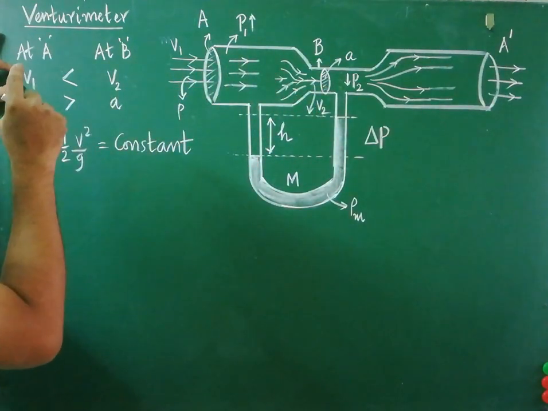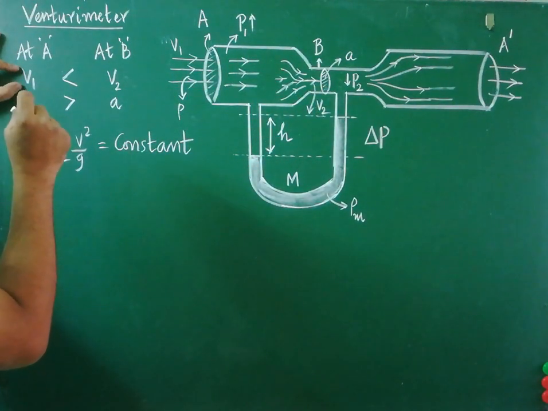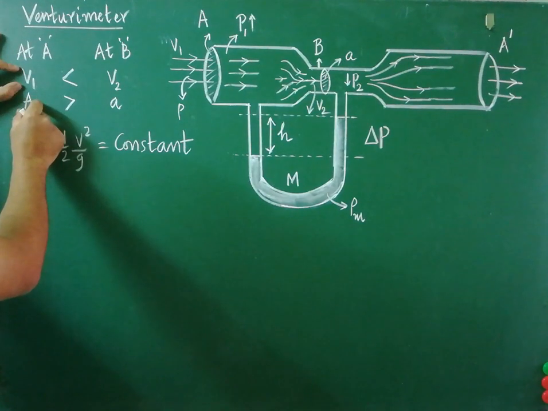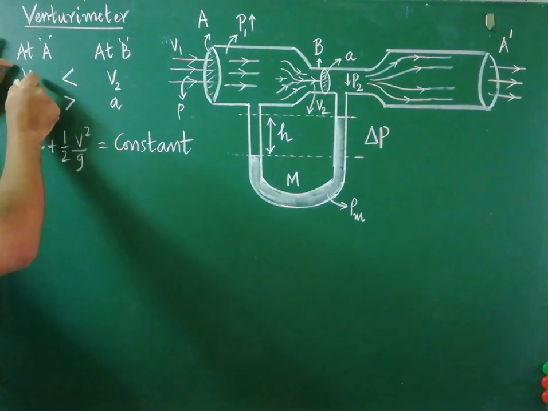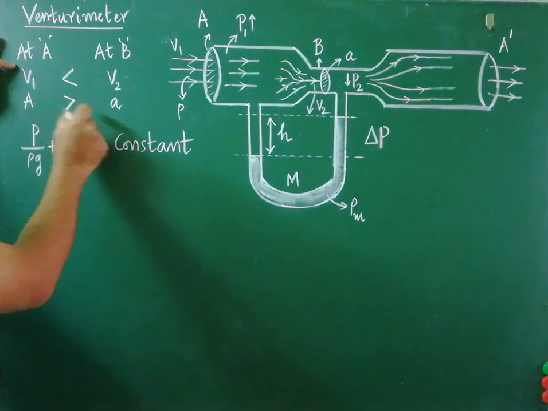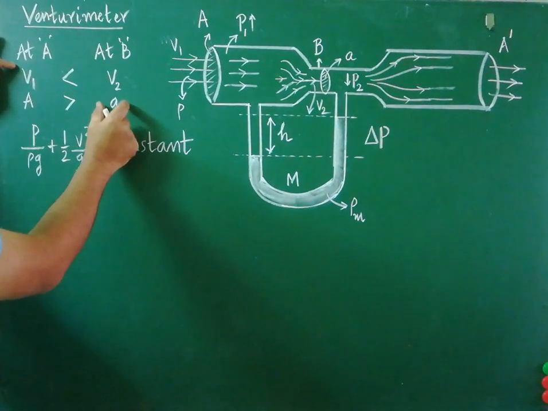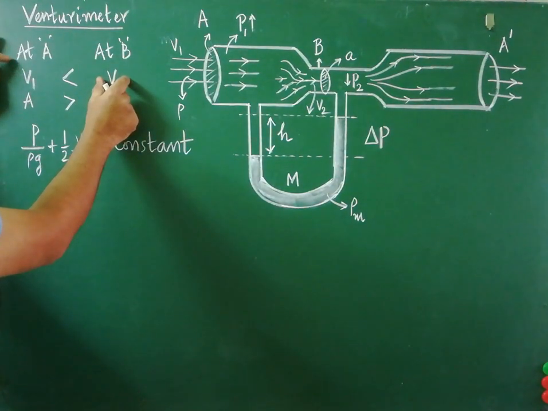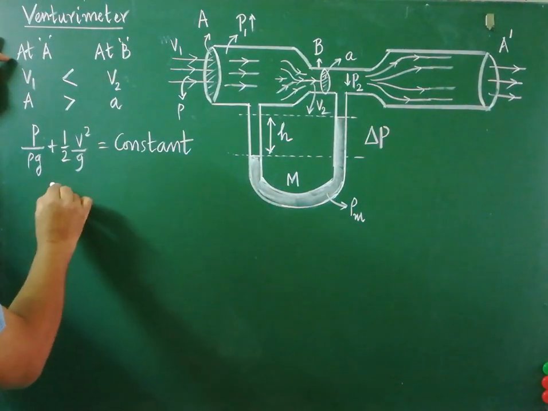We have already learnt the same concept in the equation of continuity. When the area of cross section is more, the velocity of the liquid is less. When the area of cross section is lesser, the velocity will be greater. We know the equation called, what is this?